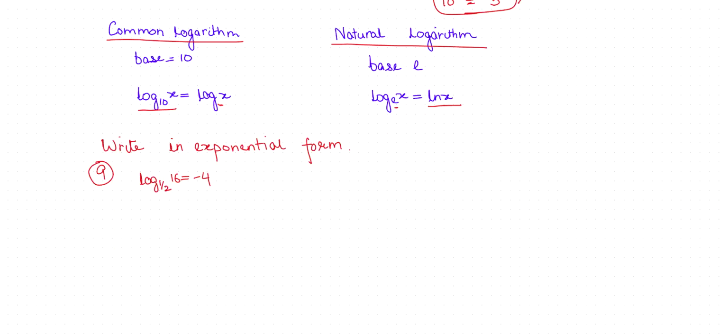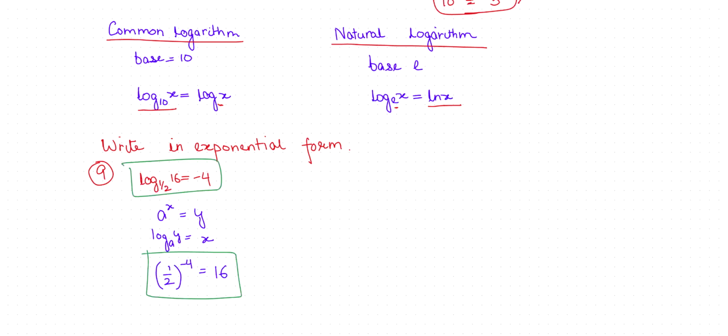Now this is question 9 and we have to write it in exponential form. So we see that this is the base. We know that if it is log base a of y is equal to x, then a raised to x is y. So the base is half, the output is negative 4, and this is equal to 16. So this is the exponential form of the log which is given here.